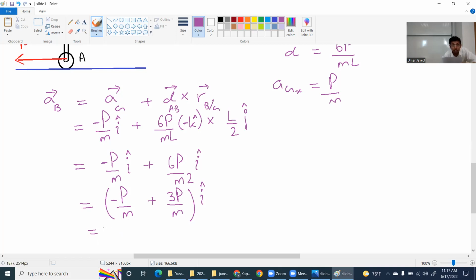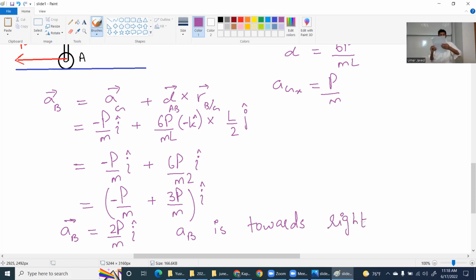Anyways, so this comes out to be 2P over m, AB. No, I'm sorry, I'm right. The question says that positive is towards the left. So forget about the author. This means that the AB is towards the right. Yeah, exactly. The author flipped the signs.